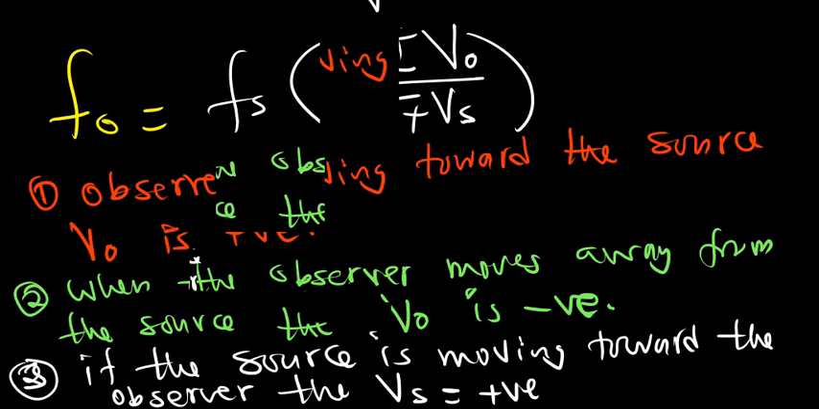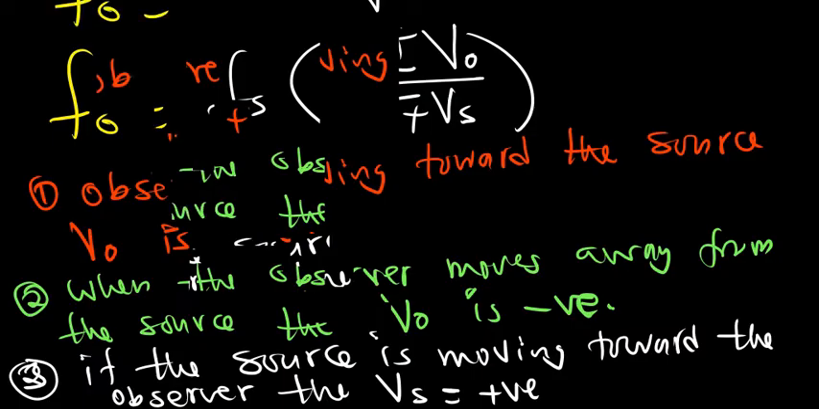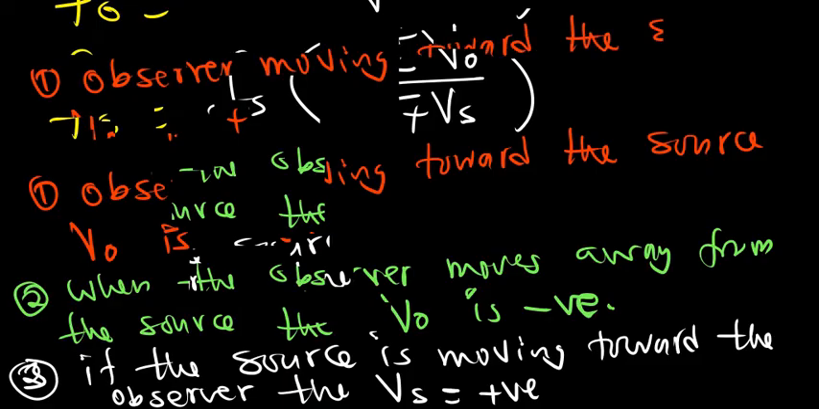Do you remember this? In fact, we can just get it from here. I think the first part where I said if the observer is moving toward the source, the VO is positive. You remember, right? The first point: the observer moving toward the source, the VO is positive.